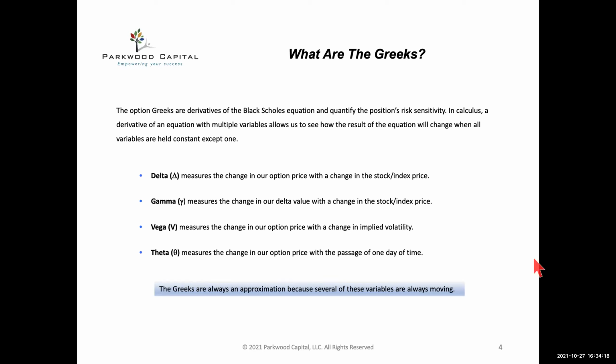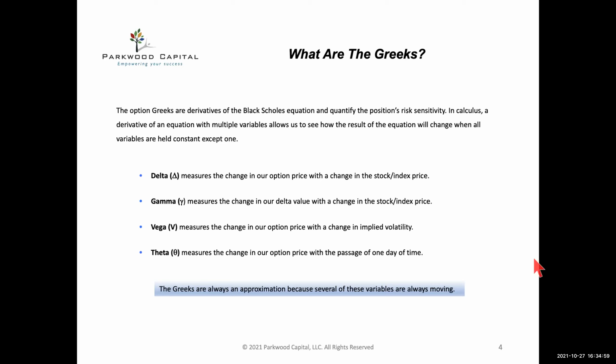Now, delta is the first derivative of the Black-Scholes equation. If you ever took calculus, you'll recall that when we have an equation that has several variables, one way to better analyze it is to take a derivative, which in effect means you're holding the values of all of those variables constant except one, and then varying it to see what its effect is on the output of the equation. In this case, we're taking the first derivative of the Black-Scholes equation with respect to the stock price, and we're seeing what the effect is of the stock price moving up or down on the option price.